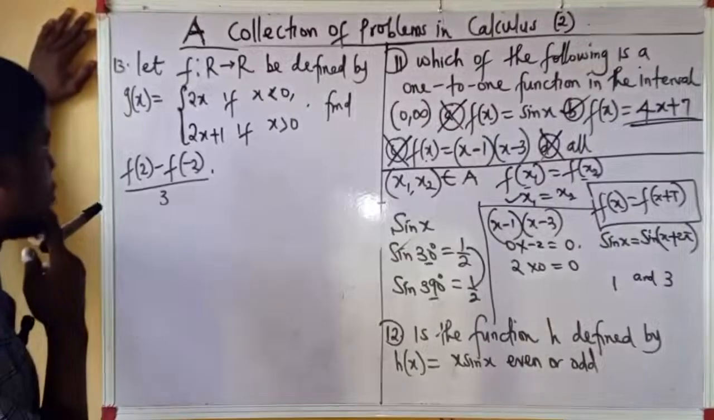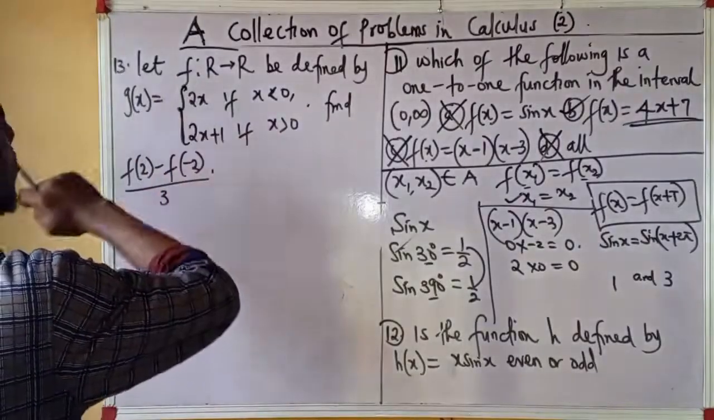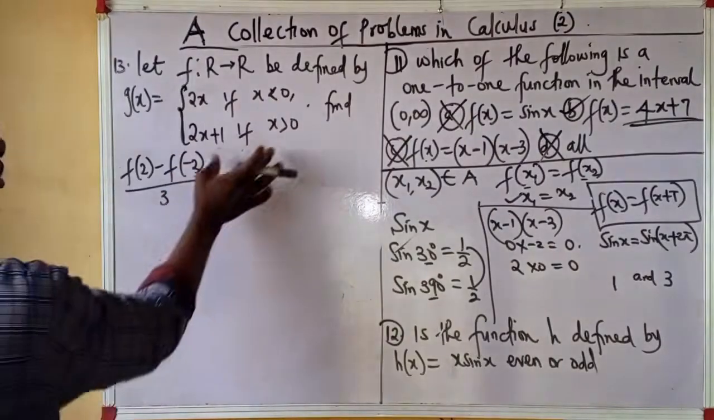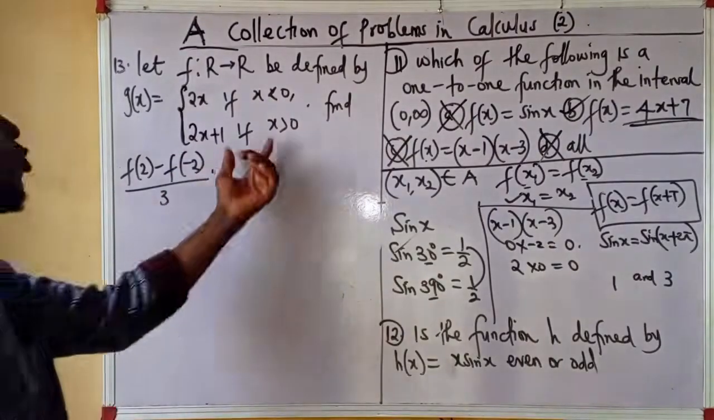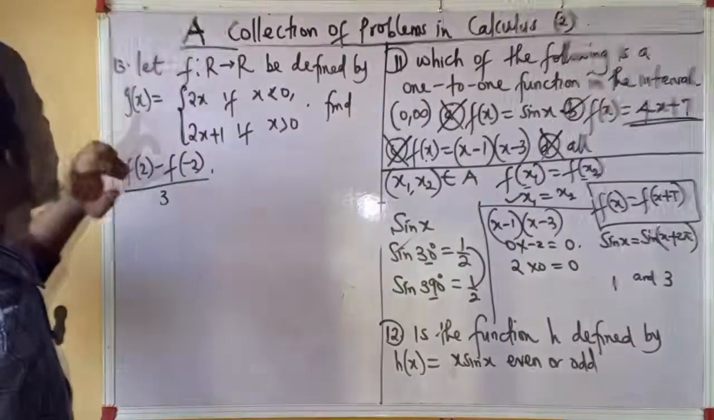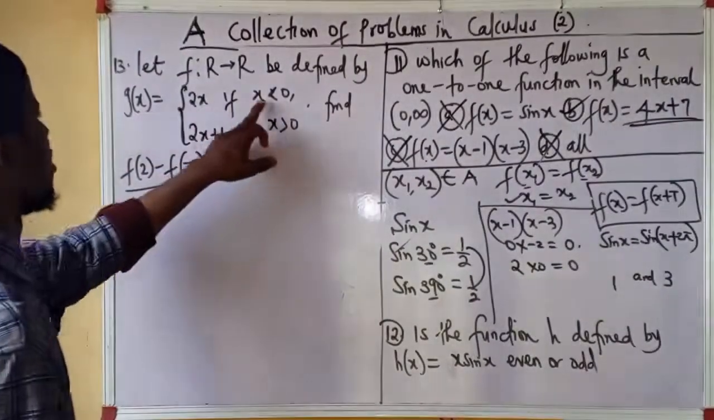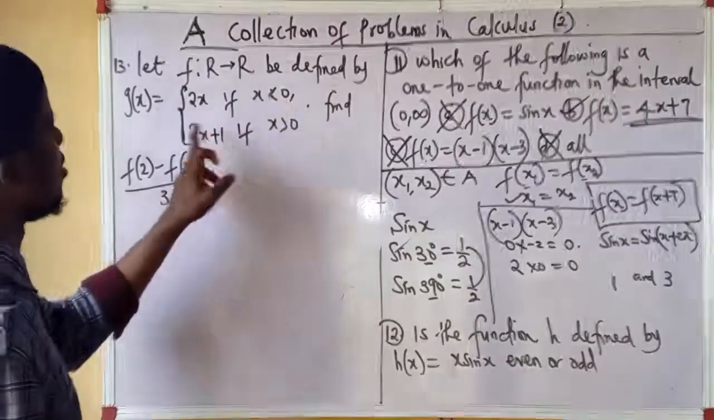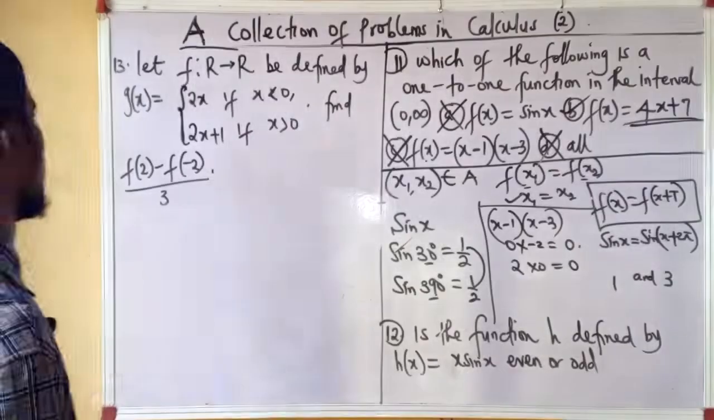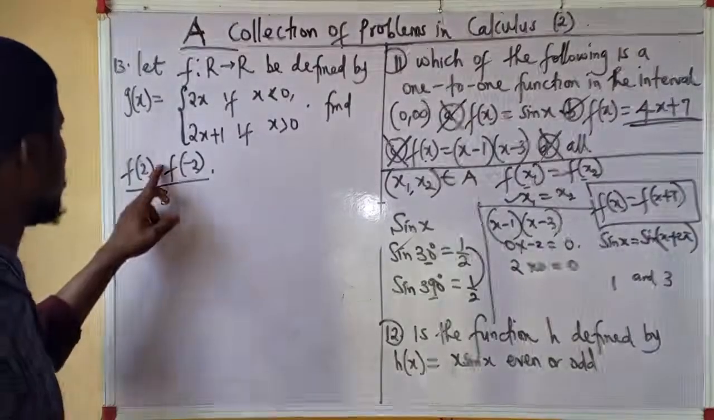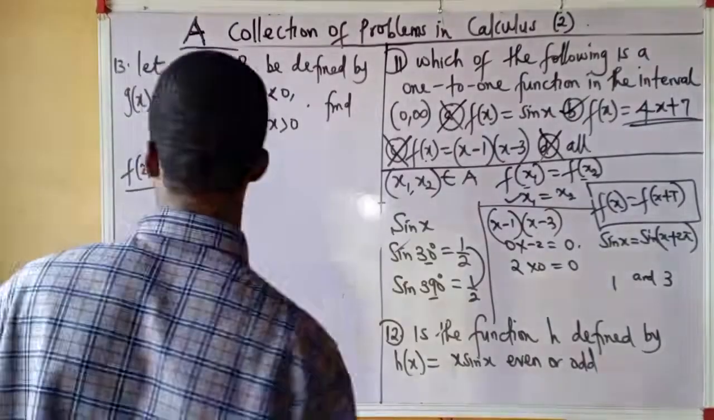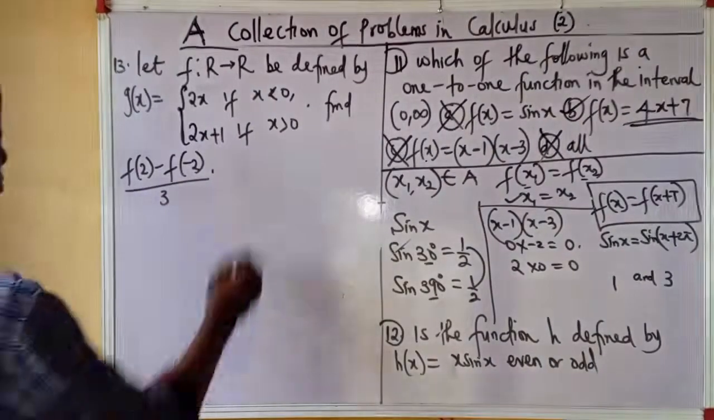Question 13. Let's solve. Let f be a function from R to R defined by g of x equal to this function. This is a piecewise function. It is a function made up of two pieces. G of x is equal to 2x if x is less than 0, and it is equal to 2x plus 1 if x is greater than 0. And we have to find f of 2 minus f of minus 2, all divided by 3. It's a simple question anyways, just watch me.